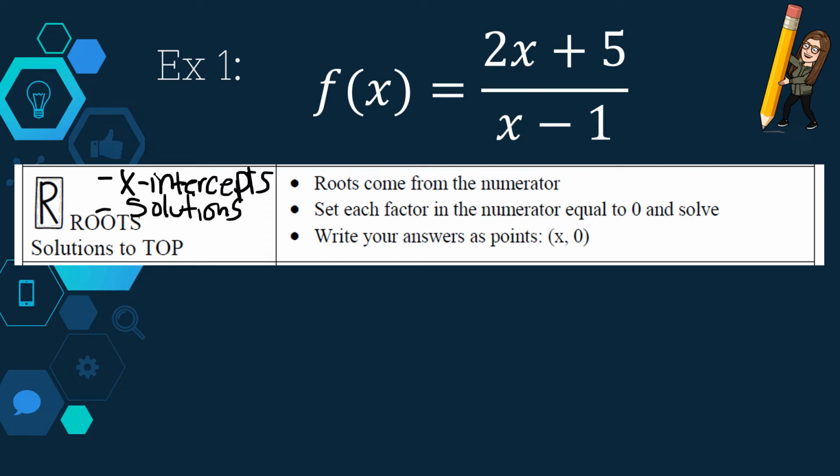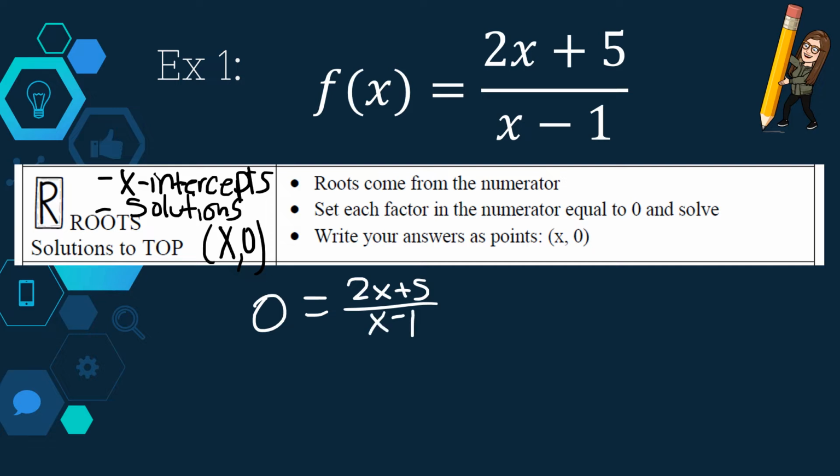Right? We've found x-intercepts before. So to find your x-intercepts, well, think about it. If I want to know the x, I plug 0 in for y every time. So let's do that. We're going to set the function equal to 0.